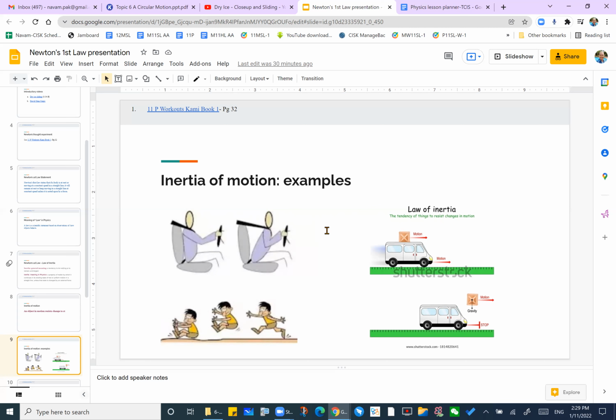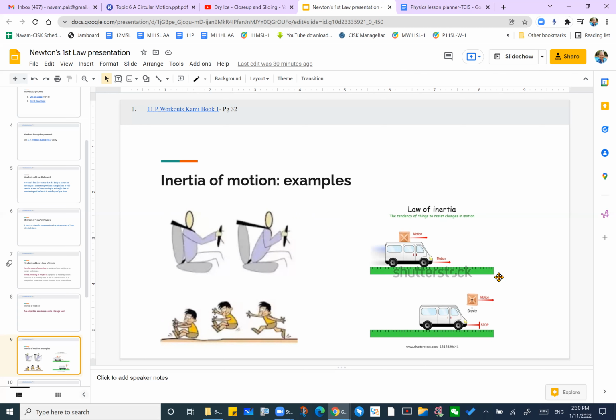And the reverse happens when the car accelerates forward: you tend to lurch backwards for the same reason. Look at this boy down below here. He runs and jumps, but to stop is not that easy. So you tend to skid a little bit and then stop, right?